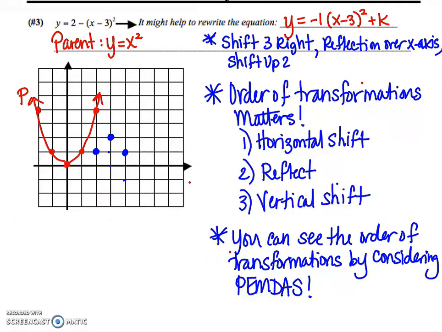Now let's look at this point (2, 4) on our parent graph. We're going to take that point and shift it 3 to the right: 1, 2, 3. So it's right there. Then we're going to reflect it over the x-axis. Okay, so then that's going to put it way down here.